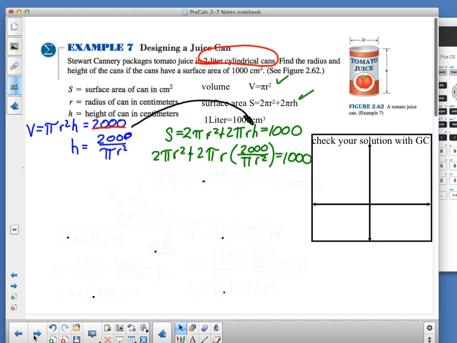So I get 2 pi r squared plus 2 pi r times 2,000 over pi r squared equals 1,000. That's my relationship. I'm going to combine like terms and make it simpler. Right off the bat, the pi knocks itself out, and I've got r to the first power. But now I've got 2 times 2,000, so I'm going to have 4,000 up top. That's why I have 4,000 over r equals 1,000.